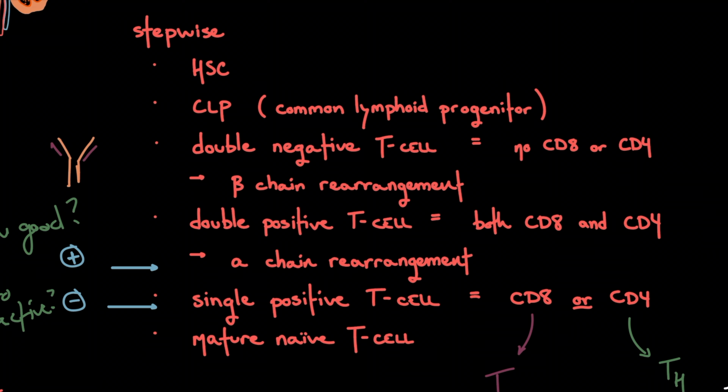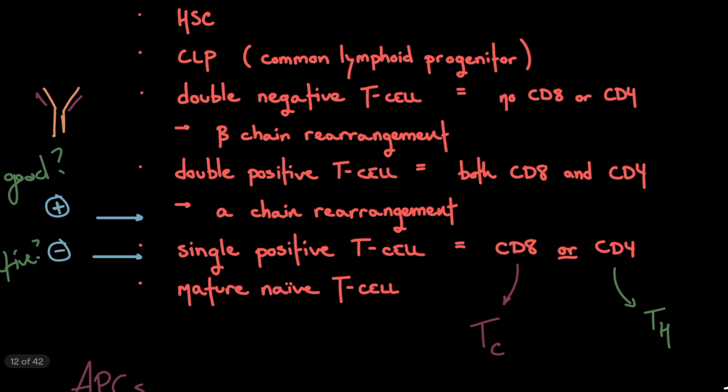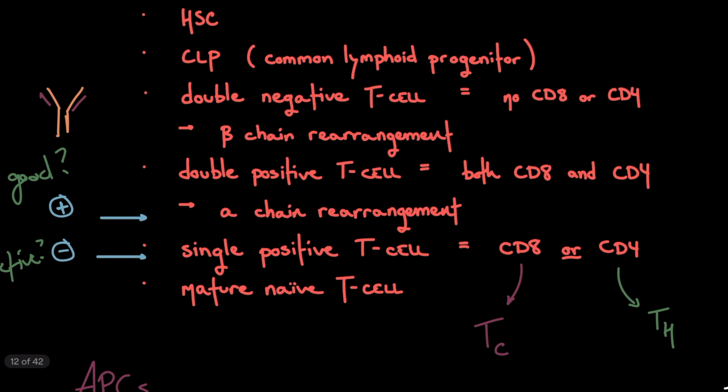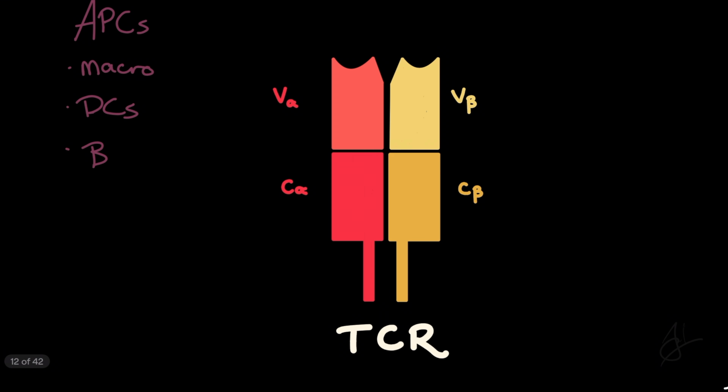And then during this process, we have what we call beta chain rearrangement. If you will hearken back to last unit where we had the heavy and light chain of the antibody, the B cell receptor, well, we are going to have a similar process here. Not only do we have to decide what T cell we want to be, but we also need to make our T cell receptor. And here he is right here.